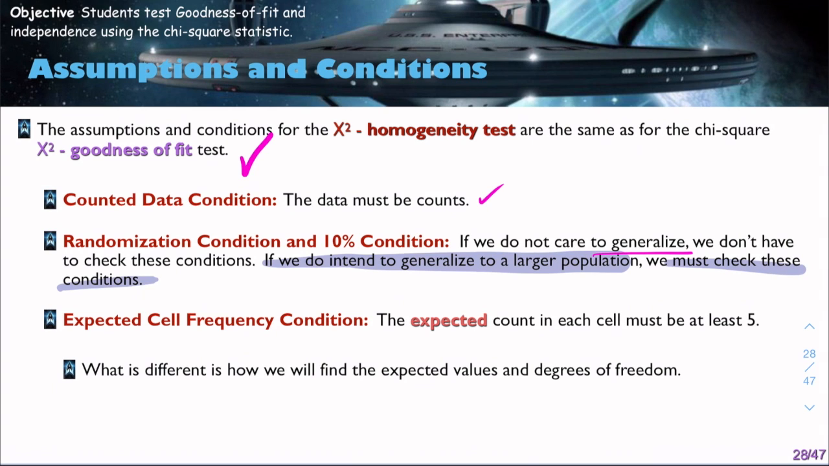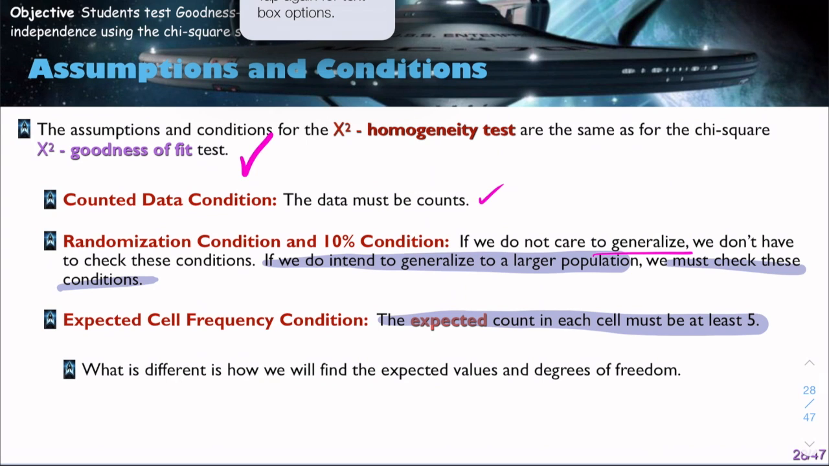Lastly, with our expected cell frequency condition, the expected count in each cell must be at least 5. That's super important to check. Don't just jump straight into the test. Make sure you check this.